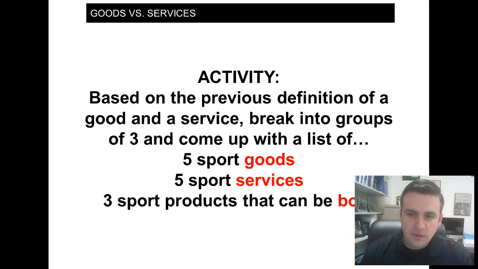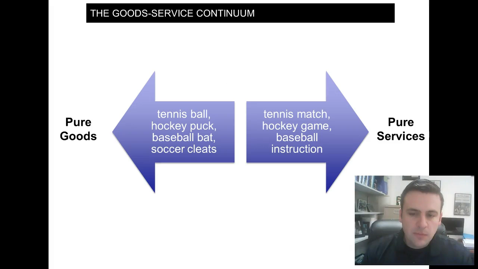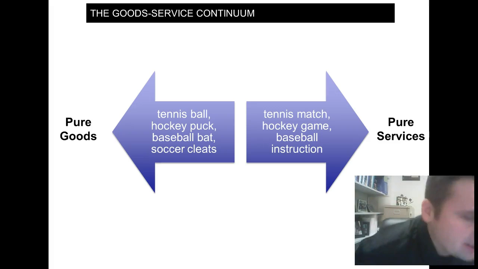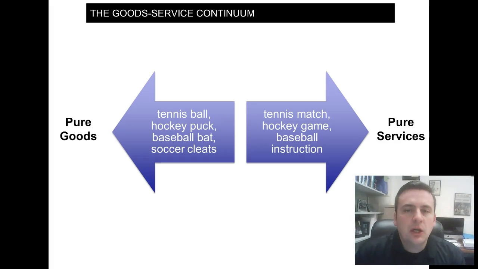So hopefully you paused the video. If not, make sure you do that. Go and do the activity. But I want to look at this idea of the goods and services continuum. In other words, when we look at goods and services, they're not necessarily one or the other. While we might see some things that would be considered pure services or pure goods, such as a tennis ball, there's nothing really service-oriented with that. That would be a pure good.